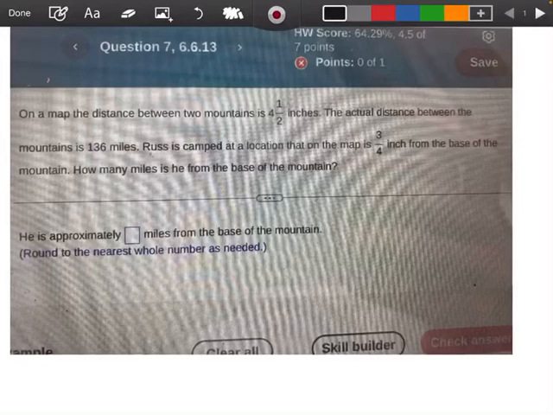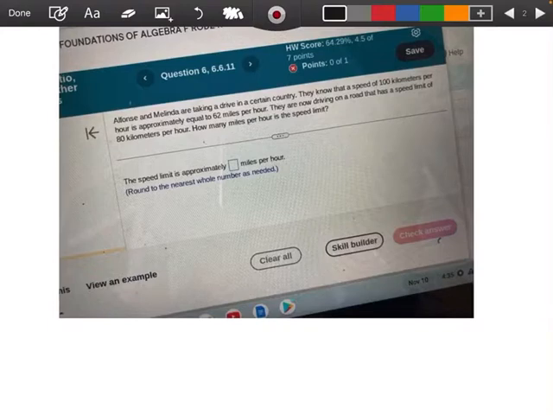Also, we got a couple of problems out of 6.6. The first one I'm going to do here, actually I'm going to do this one first. This is question number 6 out of 6.6, and it says, Alphonse and Melinda are taking a drive in a certain country. They know that a speed of 100 kilometers per hour is approximately equal to 62 miles an hour.